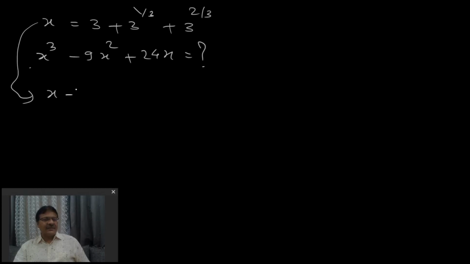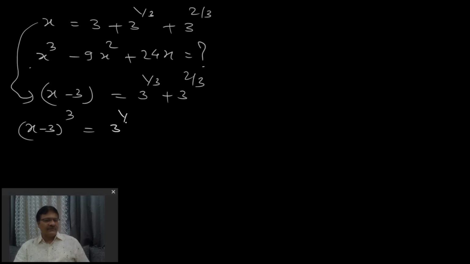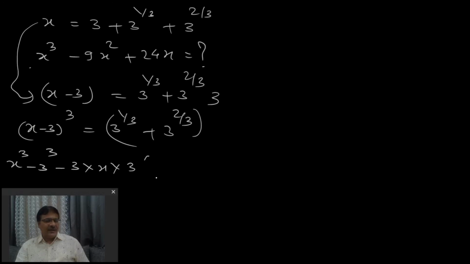So can I say x minus 3, I can take this 3 this side, x minus 3 equal to 3 power 1 by 3 plus 3 power 2 by 3. Now I cube both sides, so x minus 3 whole cube equal to 3 power 1 by 3 plus 3 power 2 by 3 whole cube. Is that clear? Now a minus b whole cube is a cube minus b cube minus 3ab multiplied by a minus b. Can I write this? Is equal to a plus b whole cube.